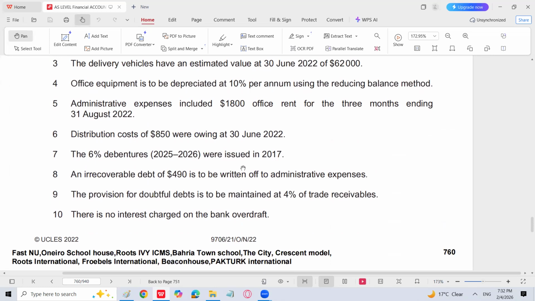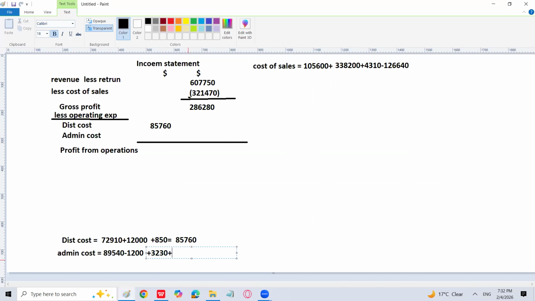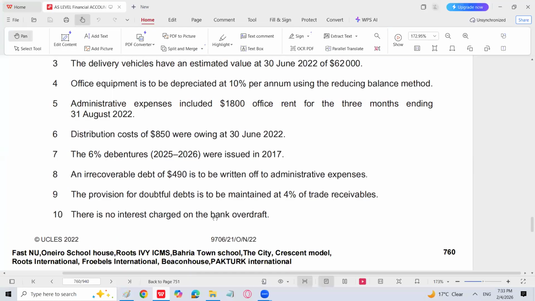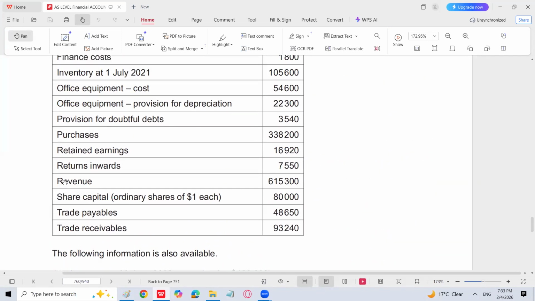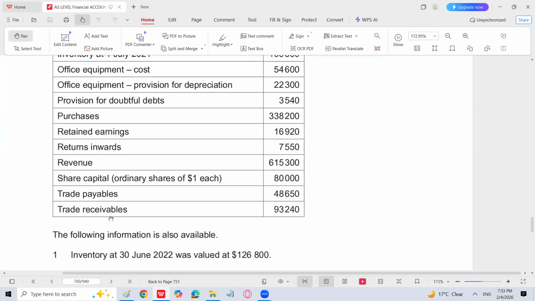Now, bad debts are 490. It is also included in admin expenses. So I will add 490 because it is the weakness of our admin department that we have to face this loss of bad debts. Provision is 4% of trade receivable. The problem is this, mostly students do it wrong. The irrecoverable debt of 490 is to be written off. It means that bad debts is not yet subtracted from the trade receivable. So we have to subtract it from trade receivable and then create the provision.